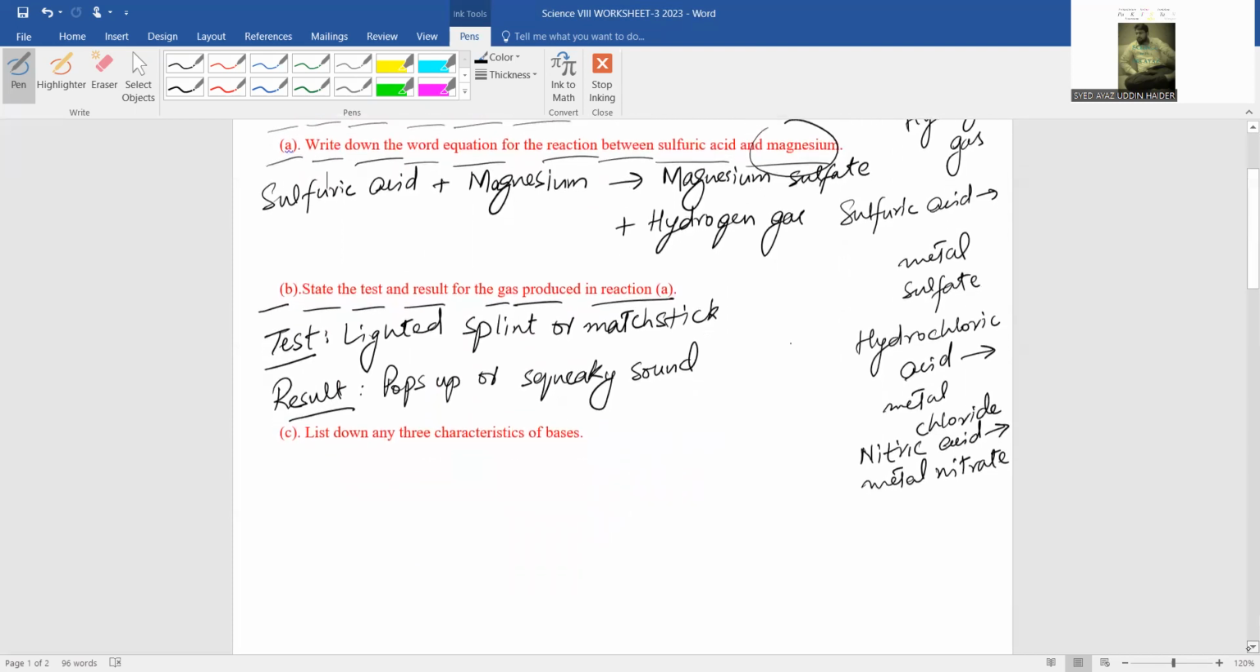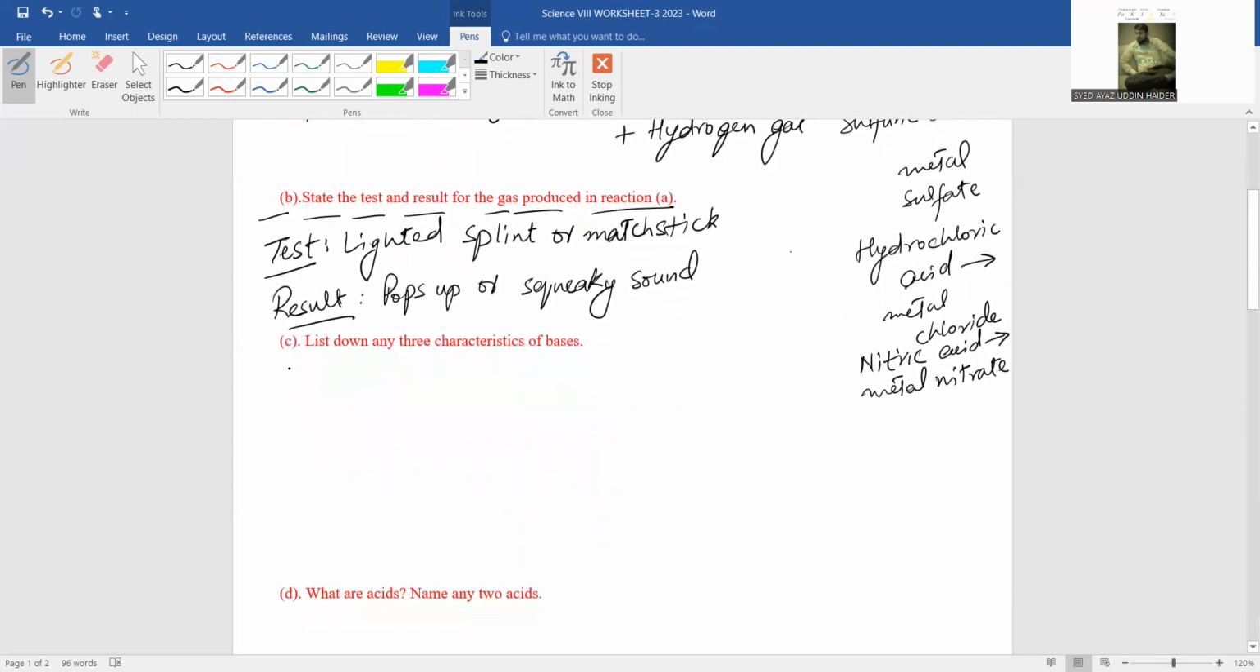Part C. List down any three characteristics of bases. This question is about bases. You have to list down any three characteristics of bases. So you can write any three of these, like bases have bitter taste.